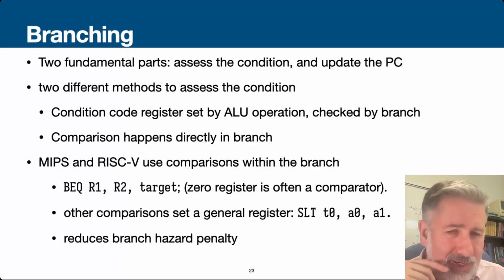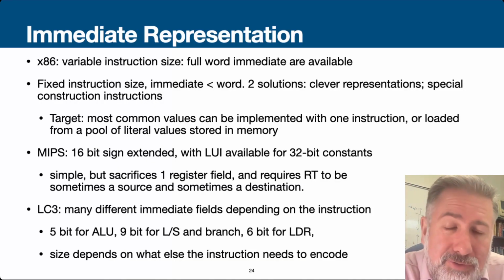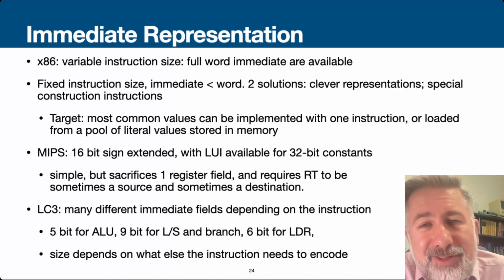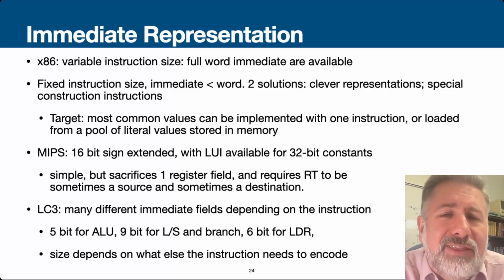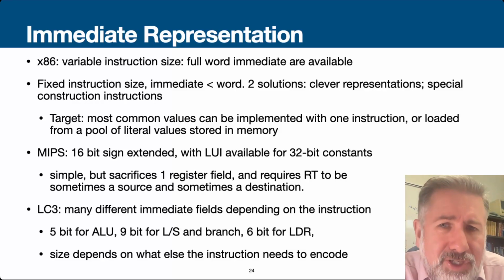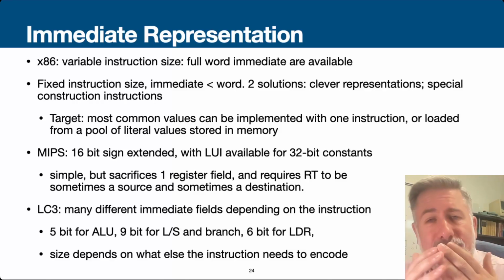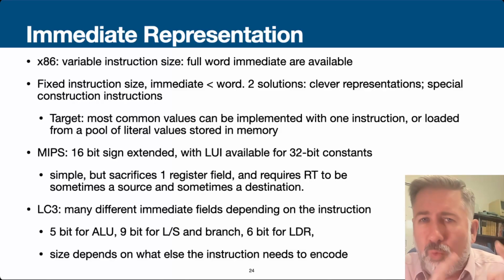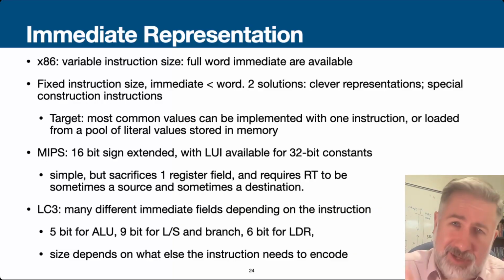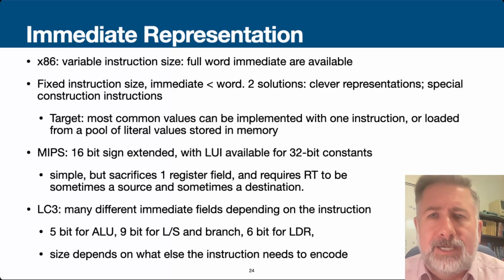The other thing that is worth talking about is how do they represent immediate values? This is another thing that seems simple. Well, the immediate value is just data in the instruction. But different instruction set architectures implement this very differently. So x86, of course, because it's variable instruction length, it just puts the immediate in however many words after the instruction are needed, and everything's fine. If you want a full word of immediate, it's right there, right?